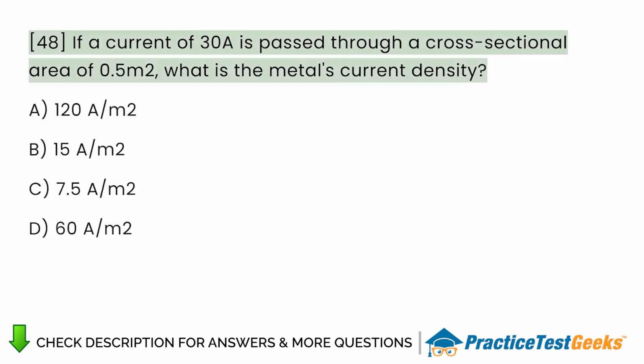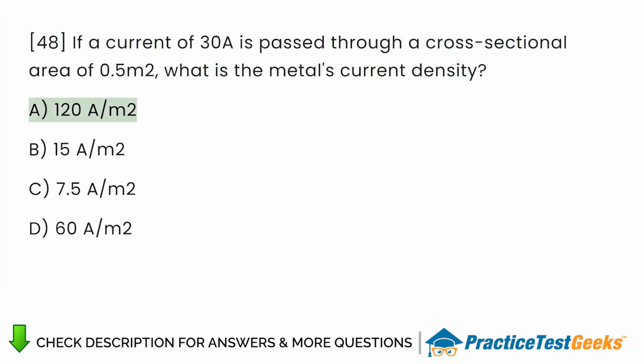If a current of 30 A is passed through a cross-sectional area of 0.5 square meters, what is the metal's current density? A. 120 A/m². B. 15 A/m². C. 7.5 A/m². D. 60 A/m².